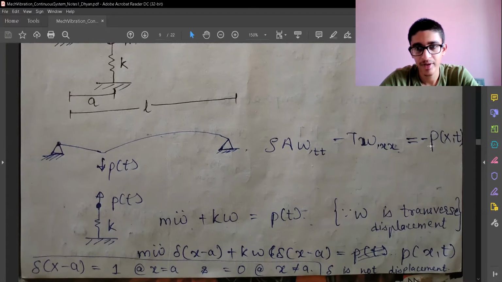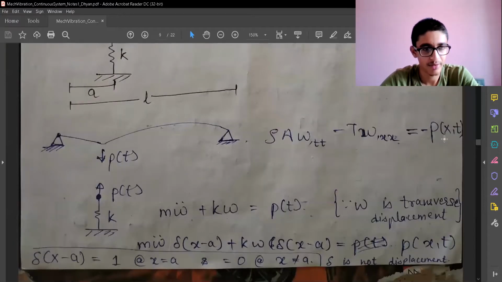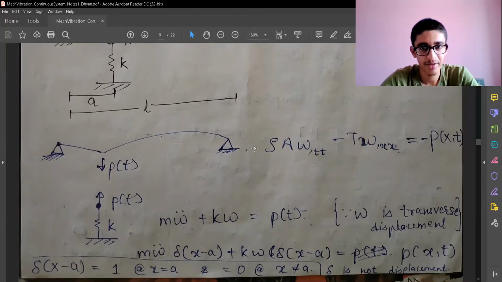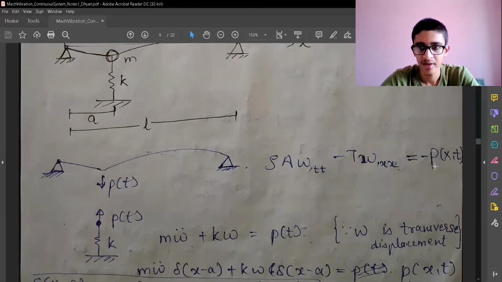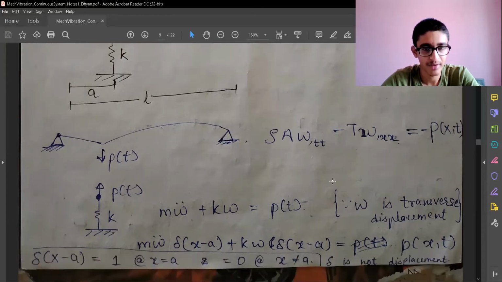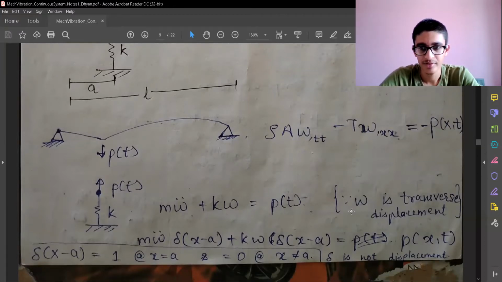Earlier this was equal to 0 because there was no other external force, but right now we have an external force, so we are taking that into account. This equation was coming from the force balance in the z direction, so the force in the z direction is taken into account, and the other force is this equation for the spring. The point mass is over here, and the external force is p of t. Since w is the transverse displacement, we are using w instead of x. So that's all we have.